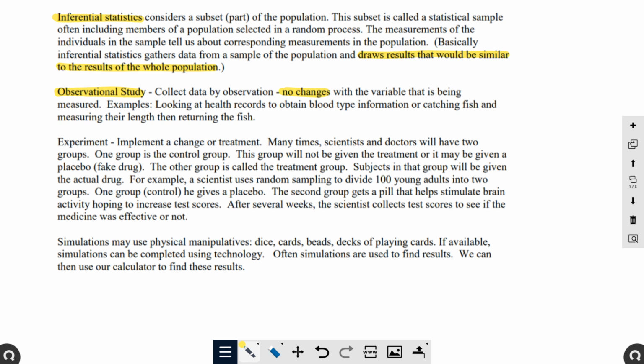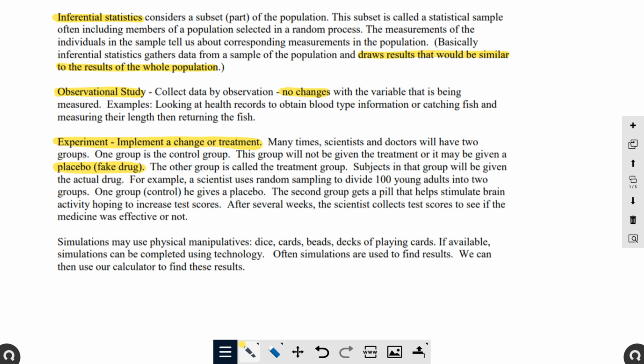No. Okay? Now, an experiment is where you implement a change or a treatment. So let's say that we go to the same pond and we throw in a shark. Then we start measuring fish. Did we change the environment? Yes. So that is now an experiment. Okay? Also, we could talk about our group of people that we just did with the headache pills. We give some the regular pill and some the placebo, which is the fake drug. So you need to make sure that you know what a placebo is. And then we'll see which one helps or doesn't help. Okay? So anything that implements a change is an experiment.